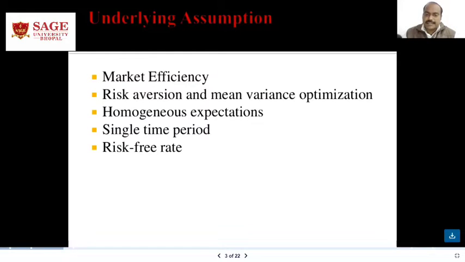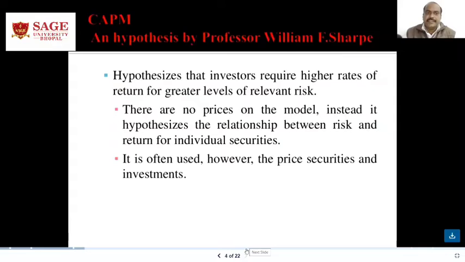And now let us see the next aspect of this model: who developed this and what is the hypothesis that we are framing. The hypothesis is that investors require higher rates of return for greater levels of relevant risk. That is, if they take a level of risk, they want higher rates of return, and there are no prices in the model. Instead, it hypothesizes the relationship between risk and return for individual securities.